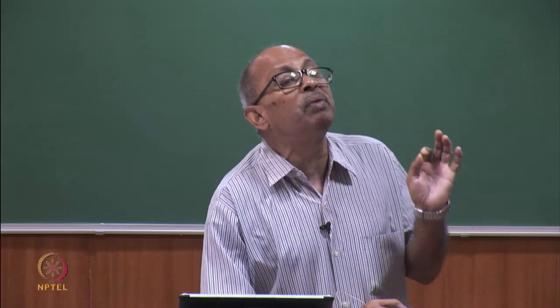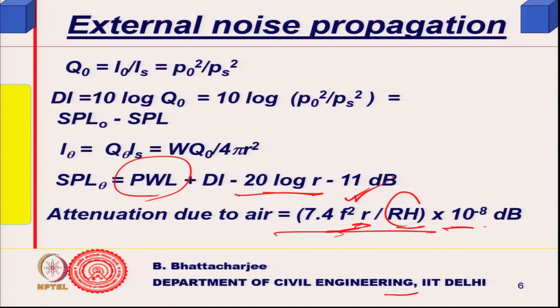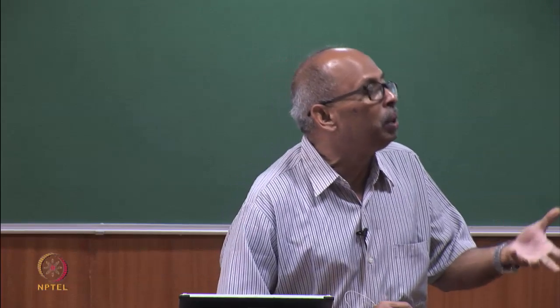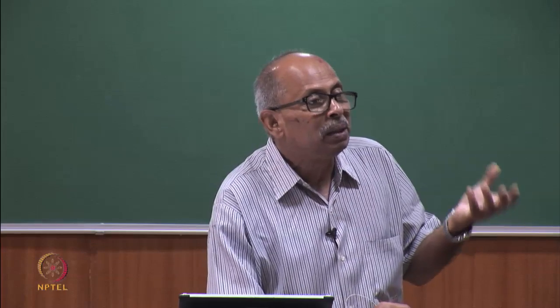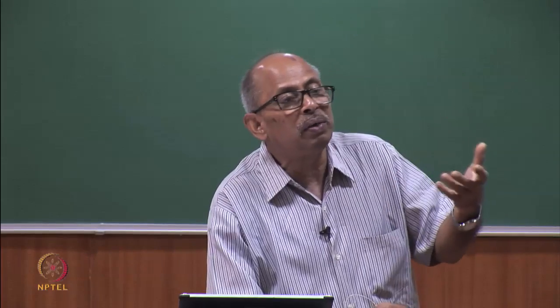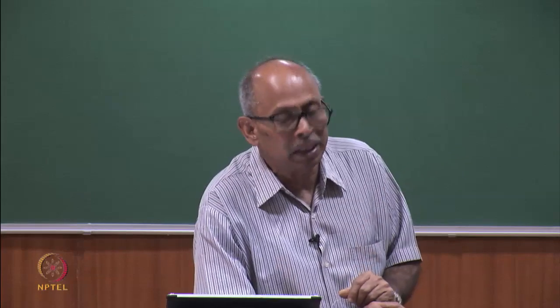So attenuation due to air is very small. We can neglect it, but if the frequency is high, it might be 1, 2 dB. For example, if the frequency is something like 10k, 10,000 means 10 to the power 4, and the square of it is 10 to the power 8. So this will get nullified. Relative humidity is in percentage, and R is the distance. So it might be some value which is comparable to otherwise talking in terms of 50 dB, 60 dB, etcetera.